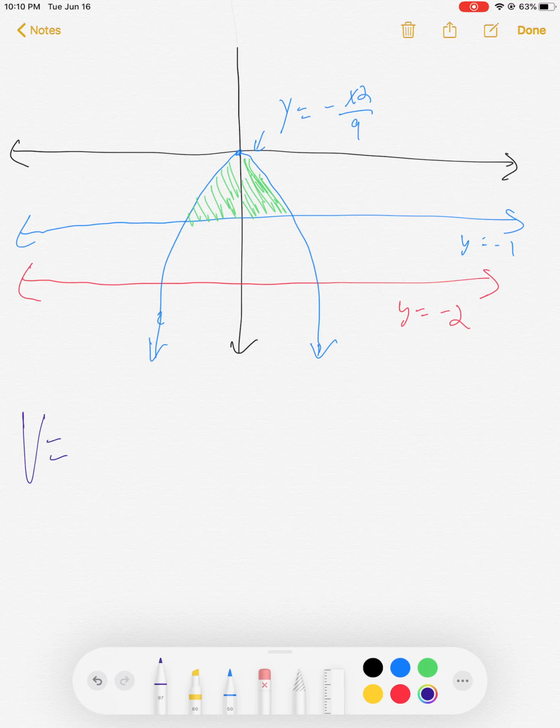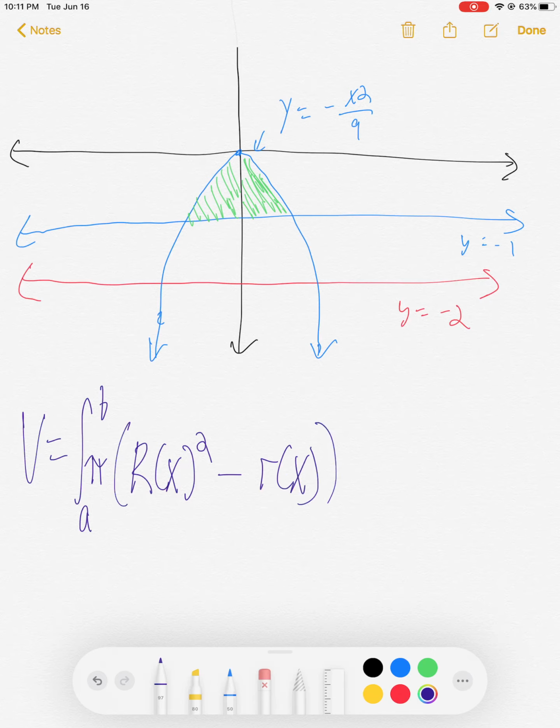So in this case, the volume, well, we're again going to integrate something from a to b. We're again going to have a pi, but now we're going to have a slight change. We're going to do big R of x squared minus little r of x squared dx. Excuse me, that square should be just with the little r, like that.